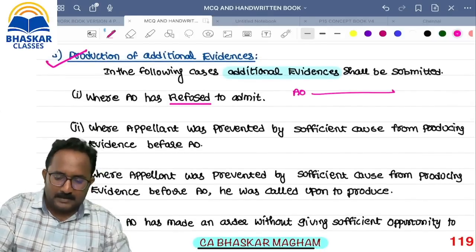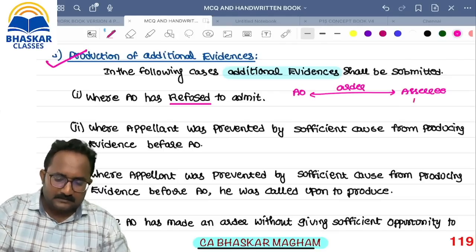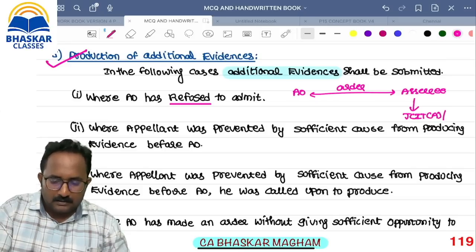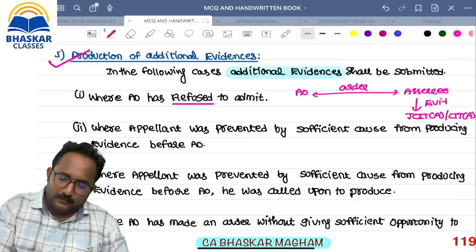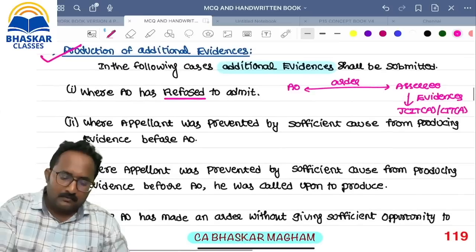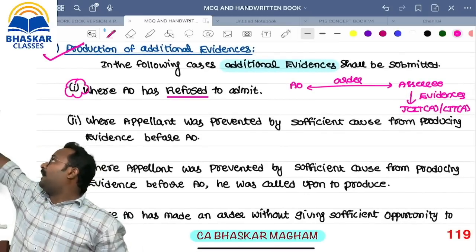The AO already completed the assessment, ma. Is that order agreed or not agreed by the assessee, ma? Not agreed. So now we are making an appeal before JCIT appeals or CIT appeals. So now definitely we can submit some evidences before them. What are the evidences we can submit, ma? First one, if the AO refused the evidences, now you have a chance to submit before JCIT.